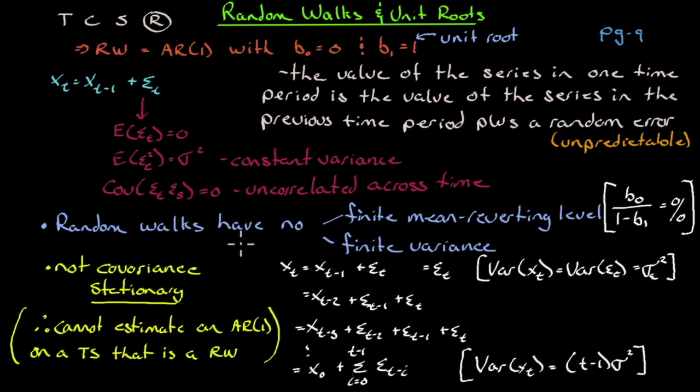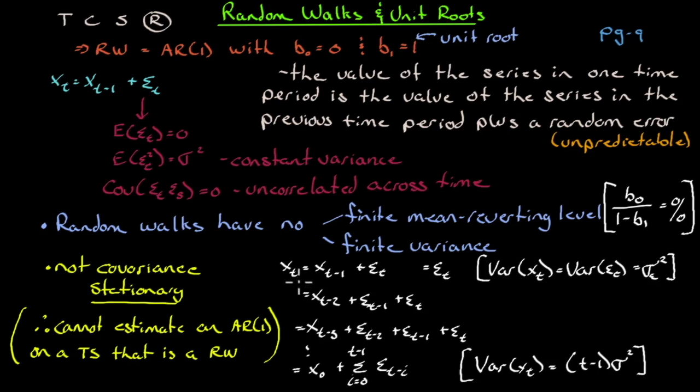Random walks have no finite mean reverting level. We calculate the mean reverting level by b naught divided by 1 minus b1. Well, if they're both 0, you'll get 0 over, they're not both 0. b naught is 0, b1 is 1. You'll get 0 over 1 minus 1, which is 0, 0 over 0. That's undefined. And it has no finite variance, because at each step along the way, it picks up the sum of all the error terms.